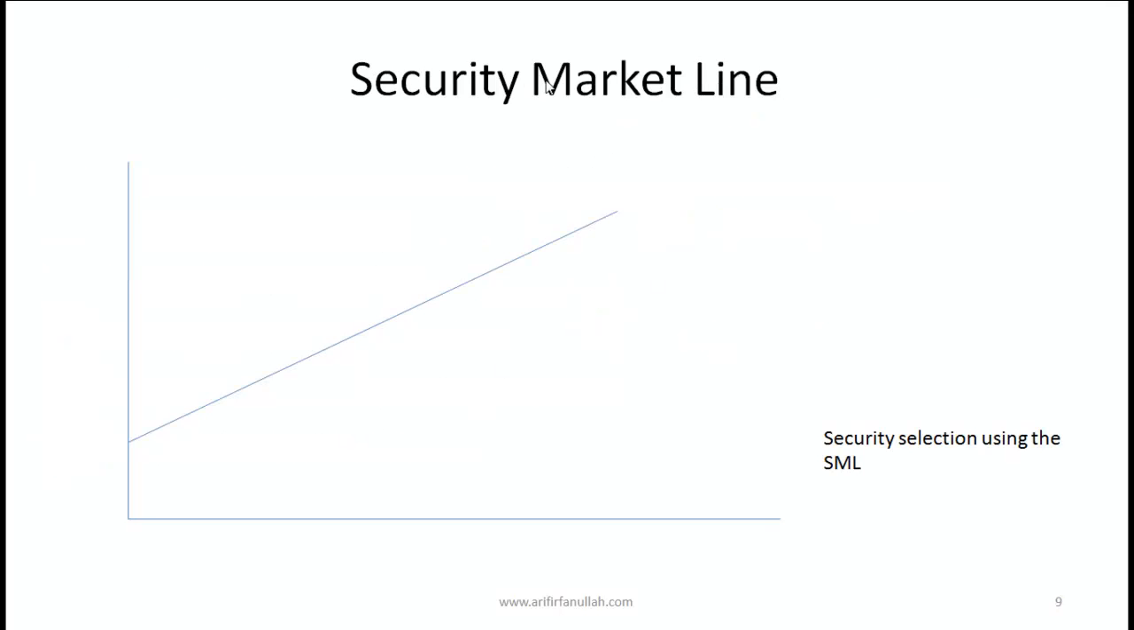So now let's talk about the security market line, which is simply a graphical depiction of the capital asset pricing model. You've seen the capital asset pricing model earlier in corporate finance, so we will come up with the equation again, show it over here, and also talk about the concept of security selection using the SML. So in essence, with the security market line, what we are saying is the following. Actually, let's first come up with the equation for CAPM, which you must know.